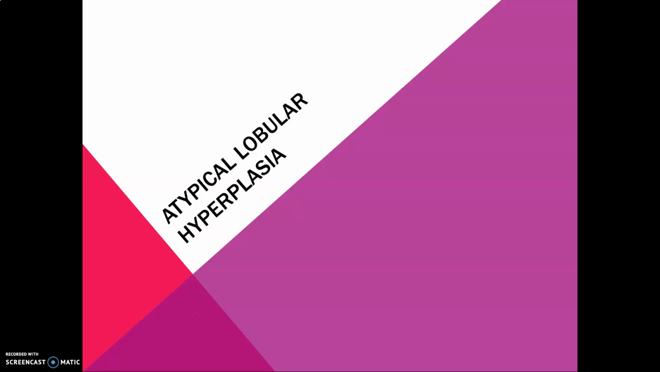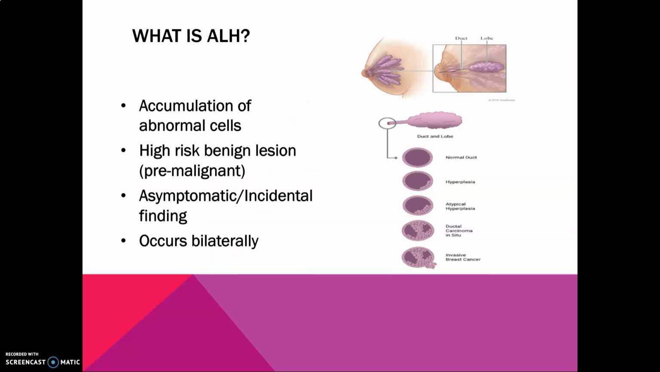Hello, today I'm going to be talking about atypical lobular hyperplasia. So what is atypical lobular hyperplasia? Atypical lobular hyperplasia is an accumulation of abnormal cells in one or more lobules in the breast.